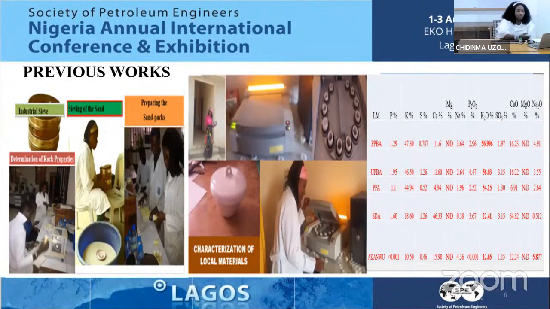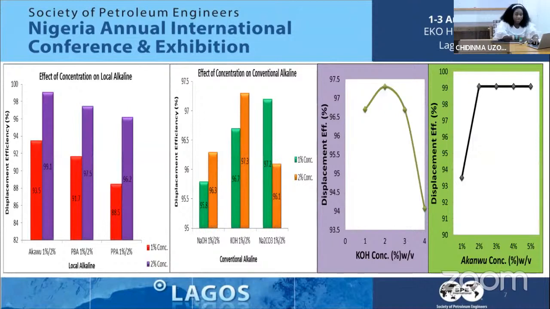Now, to carry out this research, the sandpacks were prepared and a core flooding experiment was also carried out. These local materials were classified to know the chemical components that are responsible for their performance. And I tell you the truth, the result was wow. From our results, we found that our local chemicals can actually compete with the synthetic chemicals.